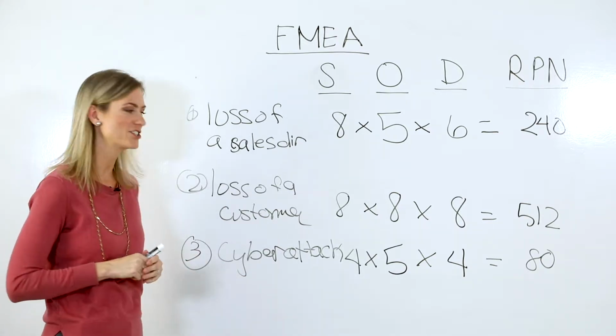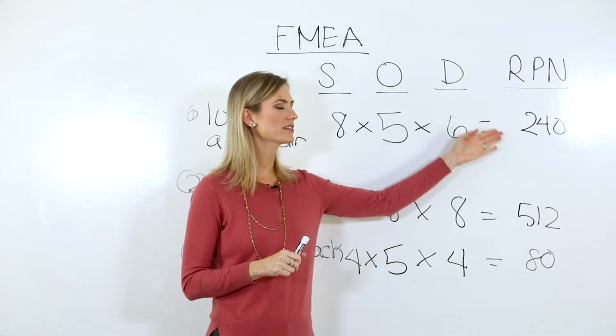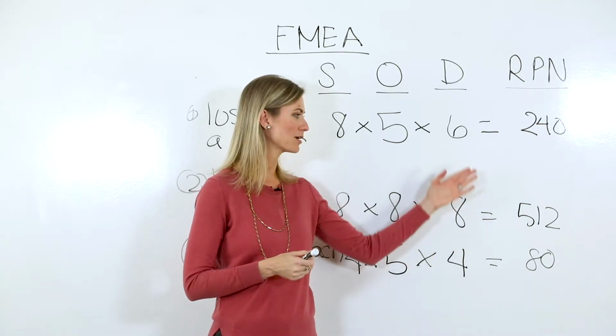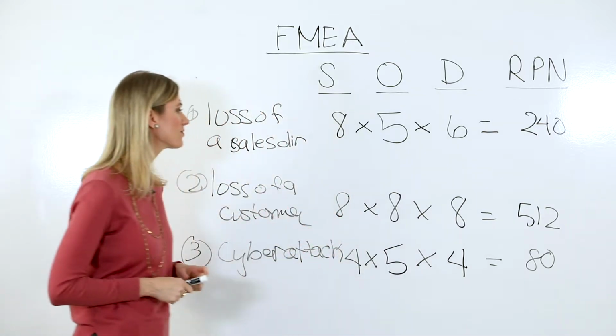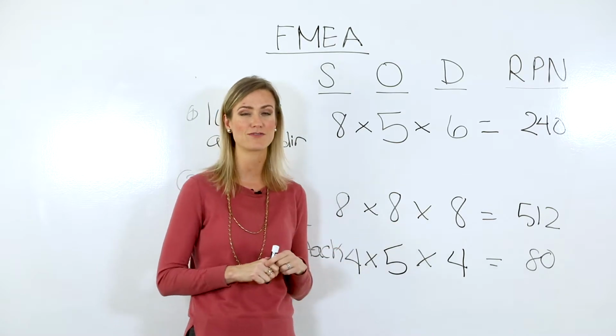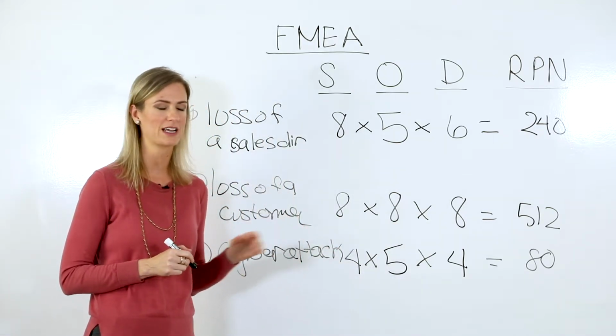Where you do have an issue is loss of a key customer. And you can see very clearly, if you had a list of 20 risks, you would have an automatic priority list based on your risk priority number. Today, we're going to focus on loss of a key customer because this is our highest risk at 512. And we're going to strategize on how to bring this number down.